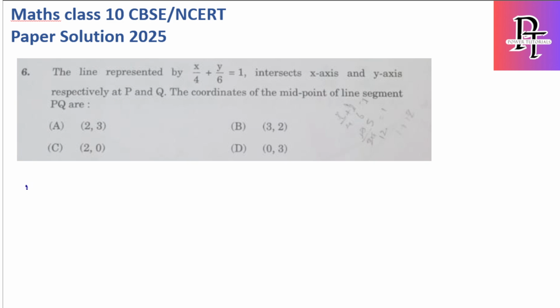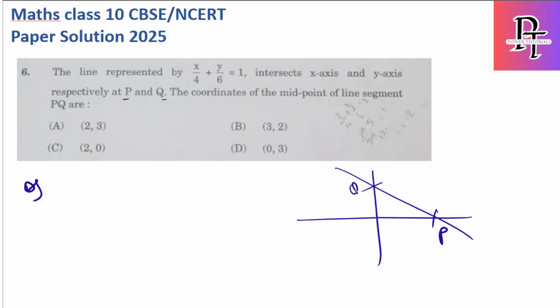Okay. Sixth one. The line represented by x by 4 plus y by 6 is equal to 1 intersects x-axis and y-axis respectively at P and Q. Okay, so we have a line like this, and this is x intercept and this is y intercept. X is P whereas y is Q. So we need to find the coordinates of the midpoint of these two.